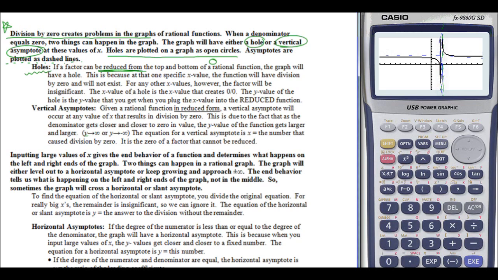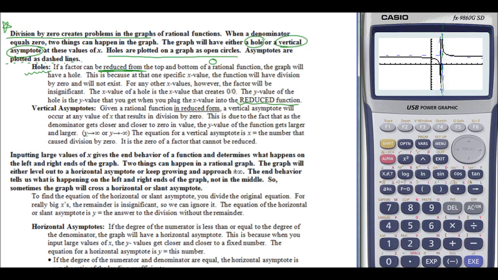This is because for that one specific value of x, the function will have division by 0 and will not exist. For any other x values, however, the factor will be insignificant because it would reduce out at the top and bottom. So the x value of a hole is the x value that creates 0 over 0. The y value of the hole is the y value that you get when you plug the x value into the reduced function. We can also just look at that on our table and get real close to it. Okay, so that's a hole.